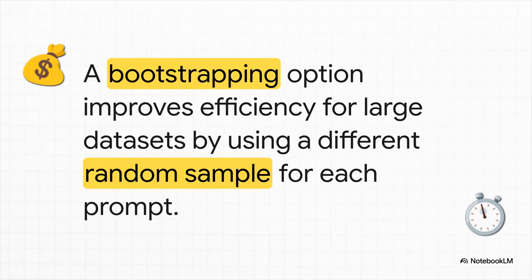Now, you might be thinking, okay, running 50 different prompts on my data set of 1 million documents sounds expensive. And you'd be right. That would be incredibly slow and costly. So the framework has this really clever feature called bootstrapping. For each different prompt, it just analyzes a random sample of your data. This cuts down on costs and time like you wouldn't believe, but it's still statistically robust enough to check your results.